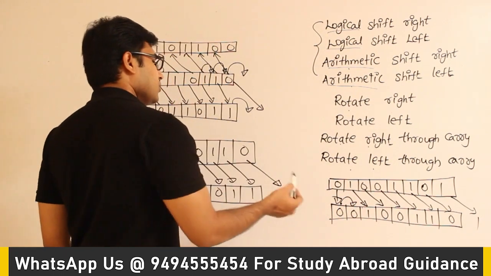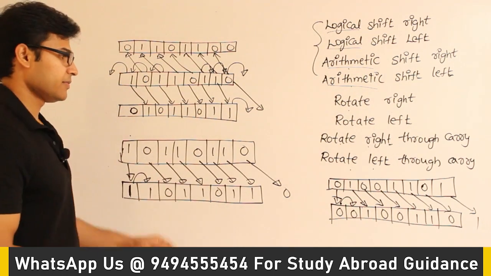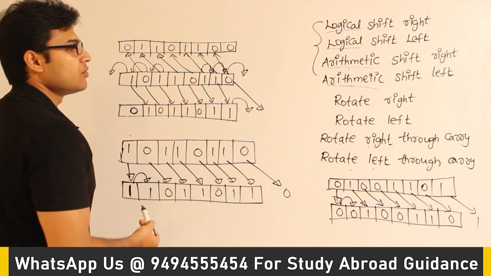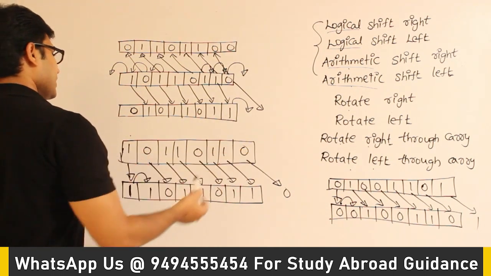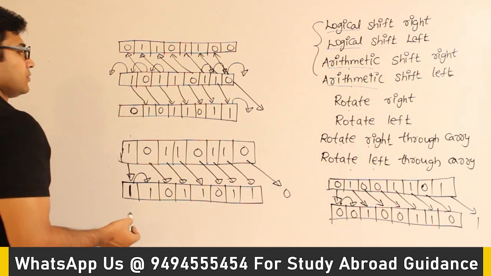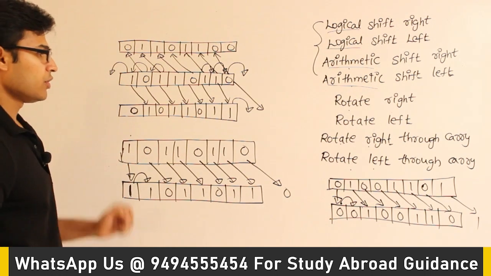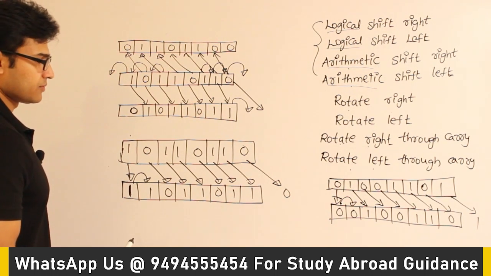So even if you do it one more time, you have to follow the same method. You have to copy the sign bit, and all the other bits are going to move one bit, right? And again this sign bit is going to be copied. Therefore, as a result of arithmetic right shift, a negative number will remain negative and the positive number will remain positive. Got it?